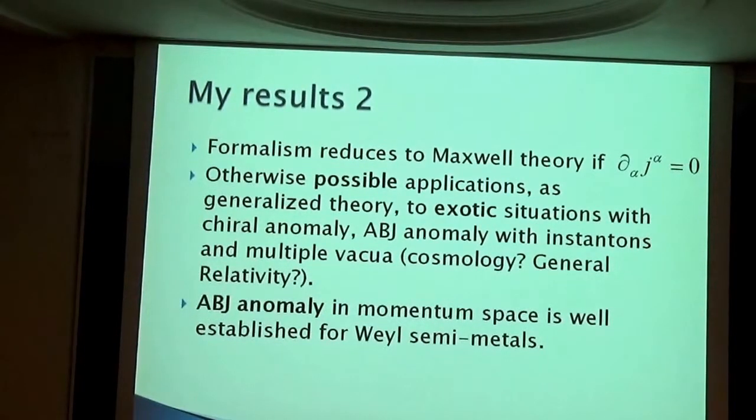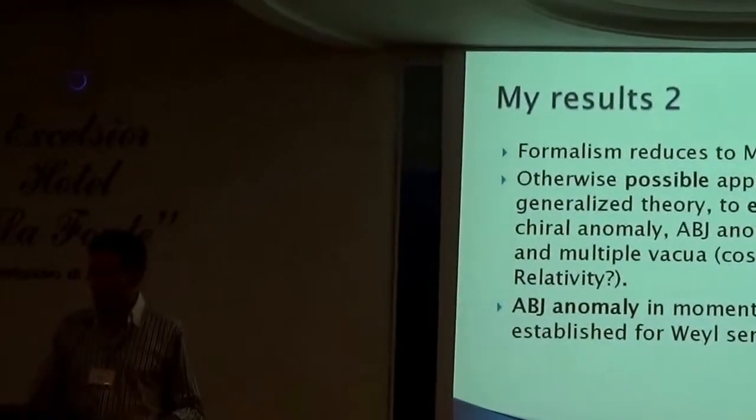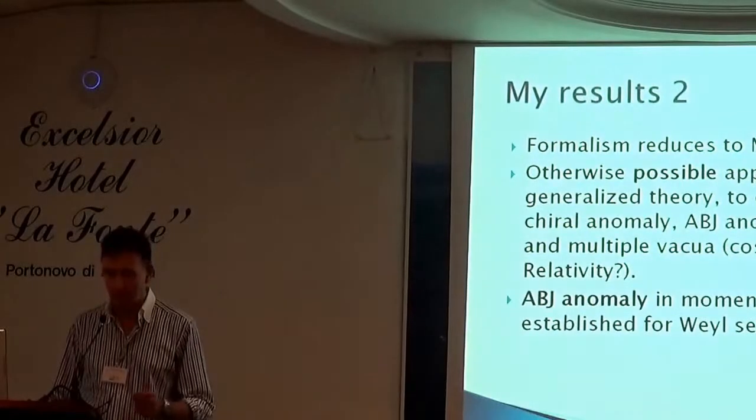All this formalism, of course, boils down to Maxwell theory if the current is locally conserved. But if it is not, there are possible applications as a generalized theory. First, to some exotic situations, like situations involving chiral anomaly, ABJ anomaly, with instantons and multiple vacua, which can occur, for instance, in general relativity. In general relativity, you can have extreme situations with wormholes, for instance, connecting two separated spaces. So it is conceivable that at some point some charge disappears and the local conservation is not satisfied.